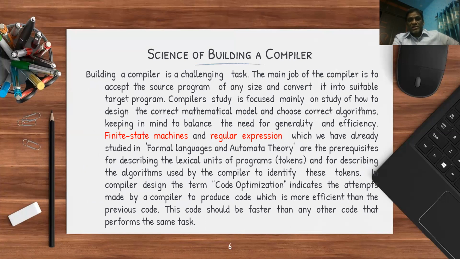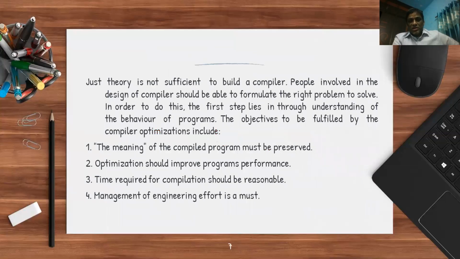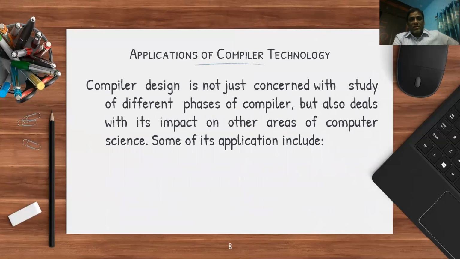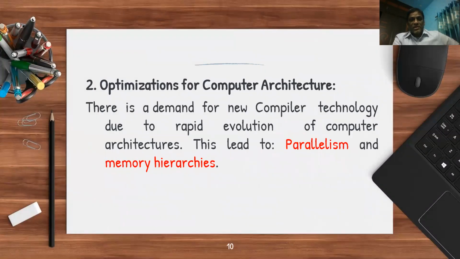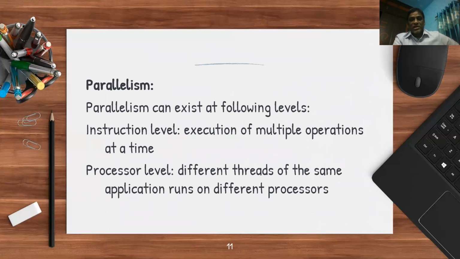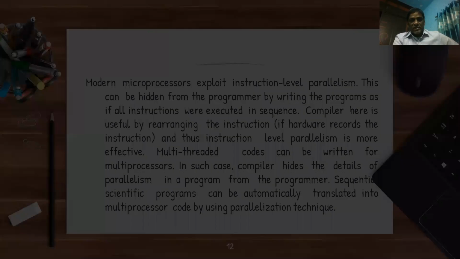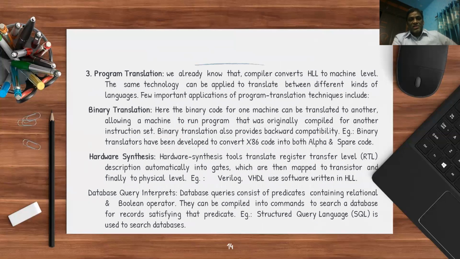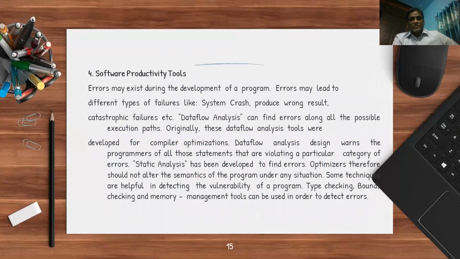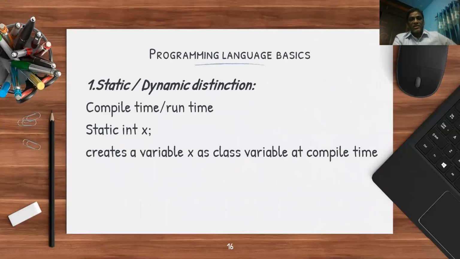The science of building compilers requires knowledge of other mathematical models, and we also discussed four code optimization objectives. Then we discussed applications of compiler technology. The first application is high-level programming language implementation. The second is adapting to computer architectures, implementing parallelism and memory hierarchies, and other kinds of translations along with program translations. We discussed binary translation, hardware design languages, database queries, and software productivity tools such as data flow analysis and static analysis, which are meant for identifying errors in programs.